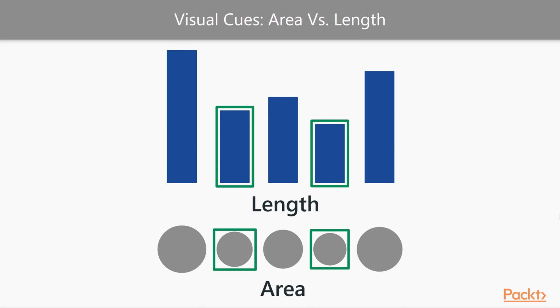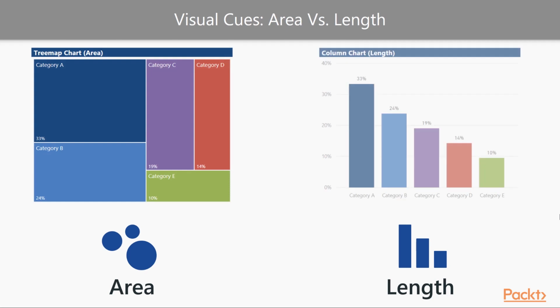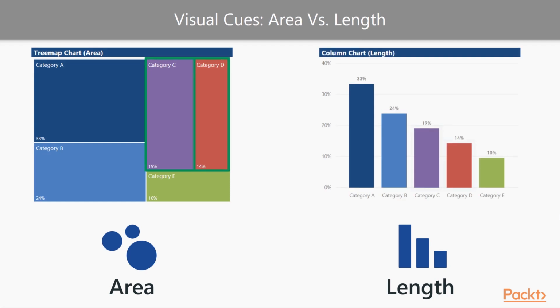To give us some perspective, let's take a look and compare a couple of Power BI charts. Again, I'll be comparing area versus length for these examples. To start, let's compare a Power BI tree map versus a column chart. If we look at category C and category D on the tree map, and then compare that same data on the column chart, we can see that the differences in size are more easily identified on the column chart.